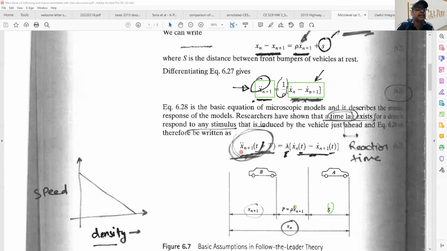What we can essentially say here is xn plus 1 double dot at t plus capital T. As a follower, your acceleration or deceleration at time t plus capital T would depend upon the speed differential at time t. So you'll notice this speed differential at time small t, and you will react and attain a deceleration or acceleration at time t plus capital T. Capital T is a constant, which is what we call the reaction time. That time lag is called the reaction time.